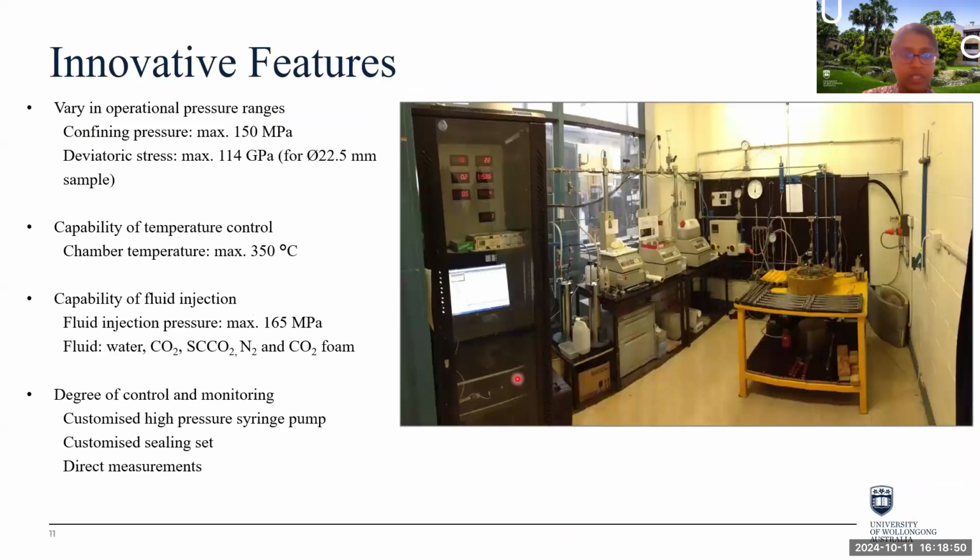And this is how it looks when we disassemble this system. Some of the unique features of this system are the extensive operational range. We can have confining pressures up to 150 megapascal, temperatures up to 350 degrees. So the idea is to simulate up to 5-kilometer depths, targeting dry rock reservoirs in Australia. We can inject various fluids, water, CO2, etc., up to 165 megapascal to simulate hydraulic fracturing.